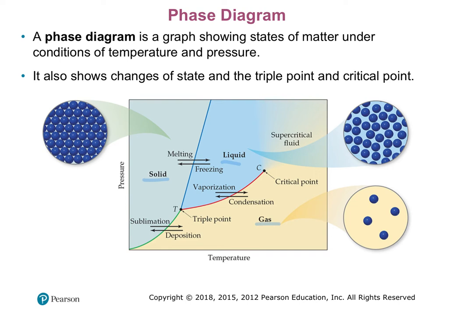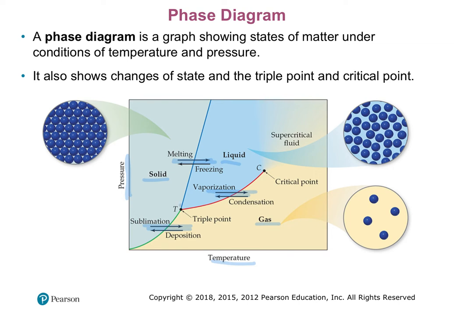So we're basically just seeing what happens as we hold one thing constant, either pressure or temperature, and increase or decrease the other thing. So if we cross this line here, we go from melting to freezing. This line here is vaporization and condensation, and this line here is sublimation and deposition.